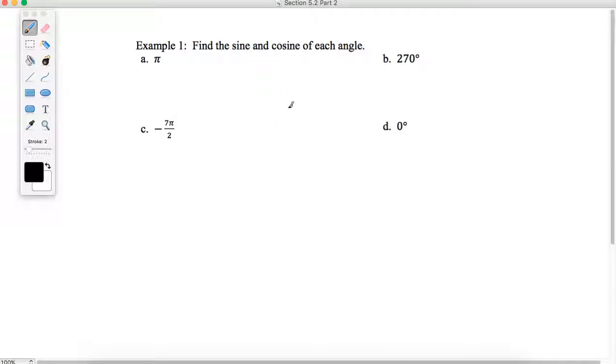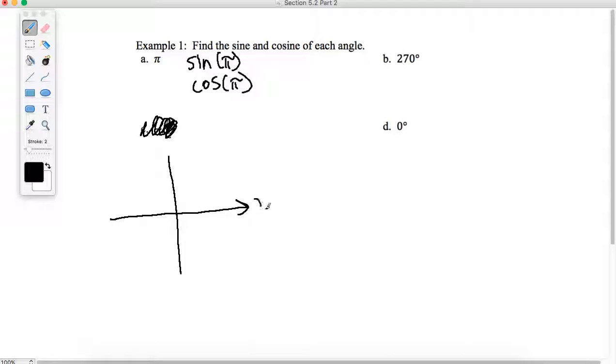And so what we're going to do is we're going to find the sine and cosine of each of these angles. I'm going to do parts A and C, and I'll leave B and D for you to do by yourself. Okay? In part A, basically I want to find out what sine of pi equals and what cosine of pi equals. Well, one way for us to do that is to draw that angle in our standard position.